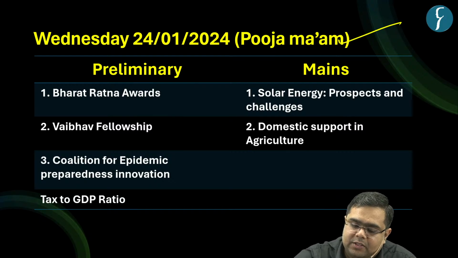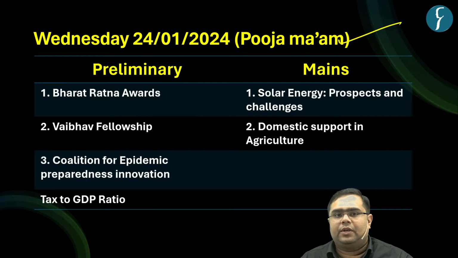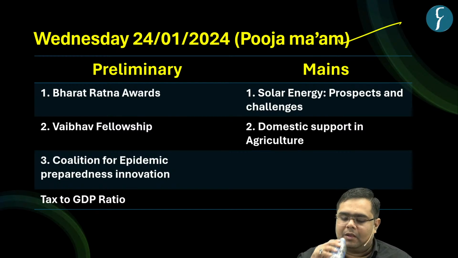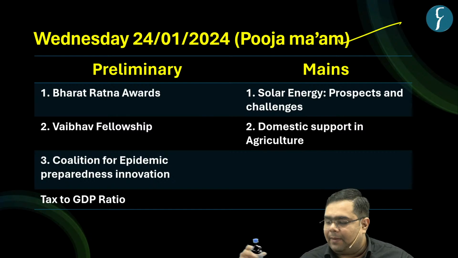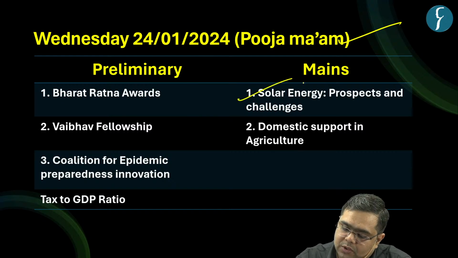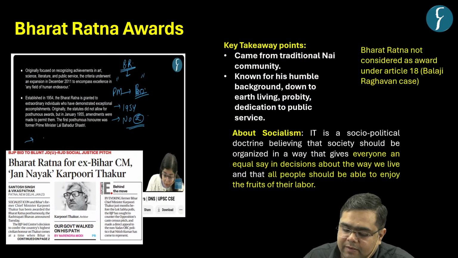So in the context of the preliminary examination, we took up the issues of Bharat Ratna, Vaibhav Fellowship, and the Coalition for Epidemic Preparedness and Innovation, and from the mains point of view, we took up the issues of solar energy and domestic support in agriculture. Let us begin our inquiry one by one.